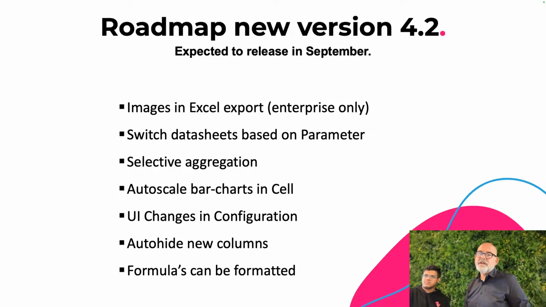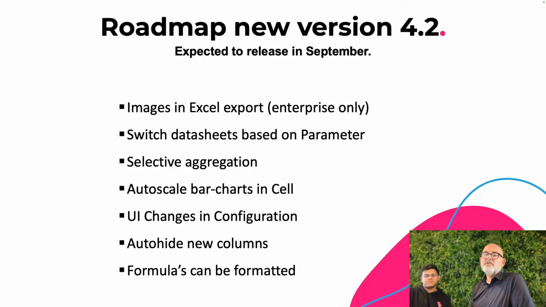The bar charts in cells, which is a much-liked option in SuperTables, now auto scale, so they determine the minimum and the maximum values for that specific column, and they automatically scale between those values. You already saw the UI changes in the configuration screen. It's much more user friendly.